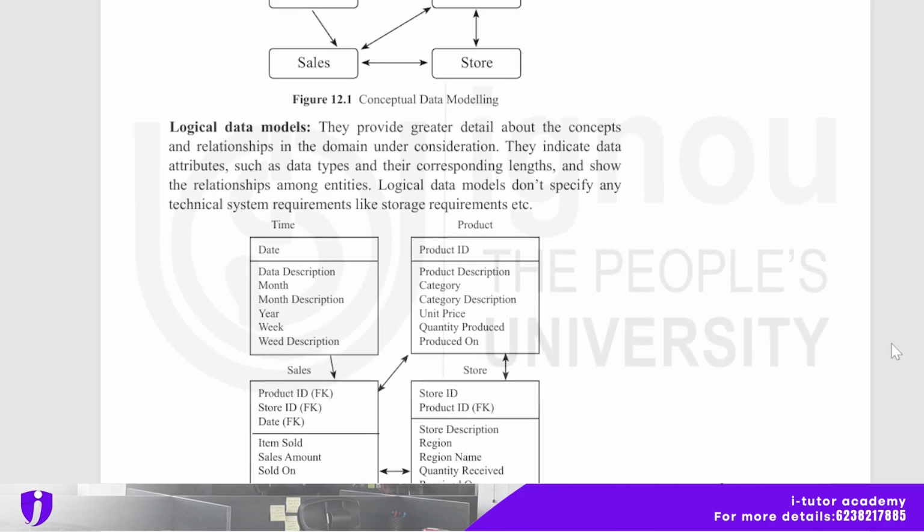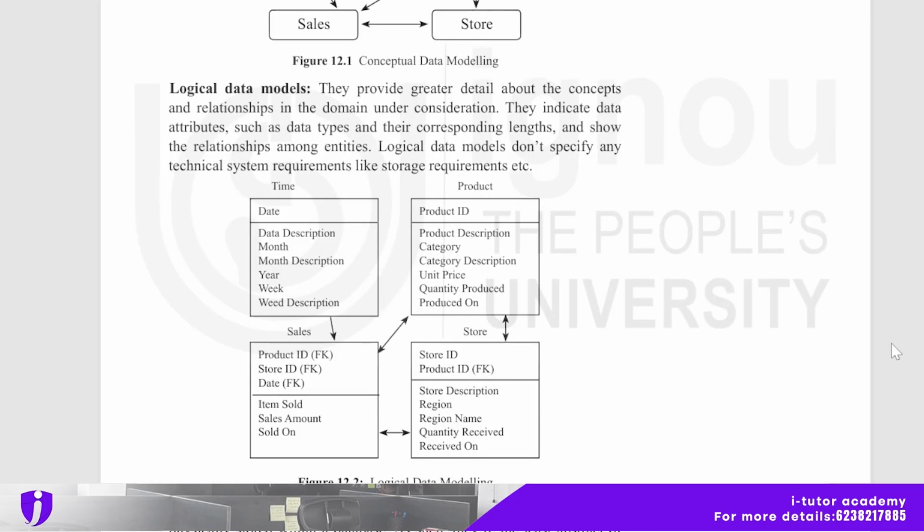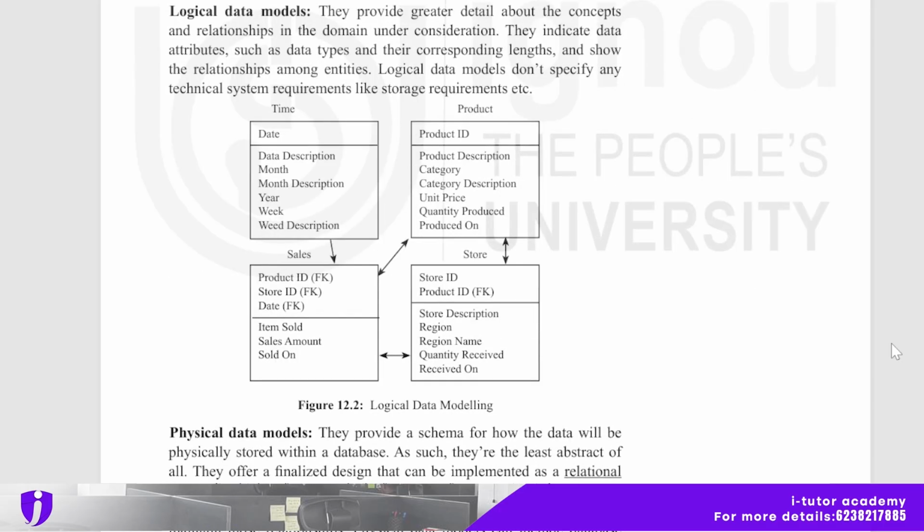They provide greater detail about the concepts and relationships in a domain under consideration. They indicate data attributes such as data types and their corresponding length and show the relationship among entities. Logical data models don't specify any technical system requirements like storage requirements, etc. Time, product, sale, and store are there. So in time there is date, product ID, sales, store is there, and under the date there is description, month description, year, week, like that. So that is logical data modeling.